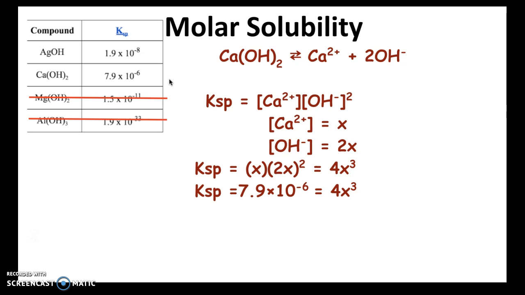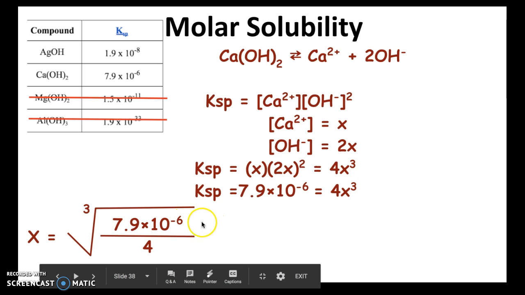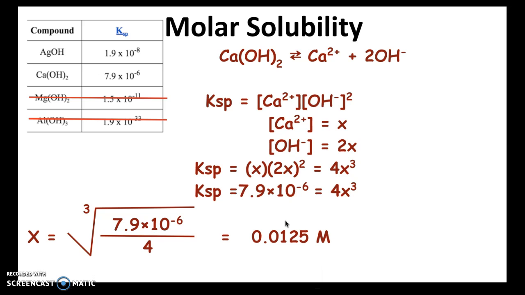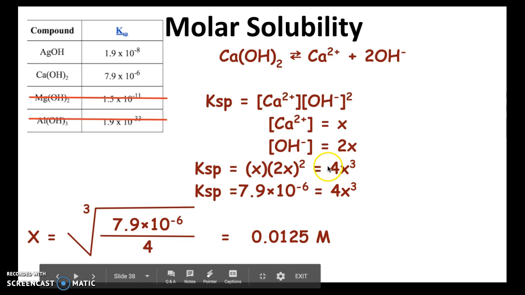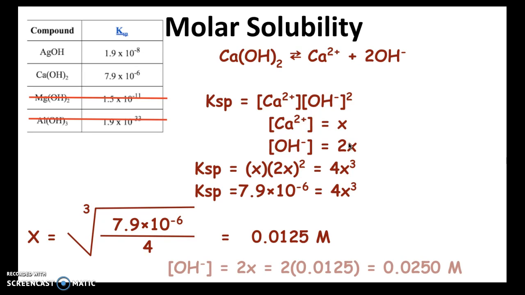Okay, so now that we have that plugged in, to solve for X, we divide both sides by 4 first and then take the cube root. So 7.9 times 10 to the minus 6 divided by 4, and then the cube root of that quotient. Once we do the math, we get that X is equal to 0.0125 molar. However, going back up here, since we're trying to find the concentration of OH minus, the concentration of OH minus is not equal to X, but 2X. So to solve for it, we need to double it. And that gives us 0.025 molar as the concentration of OH minus in the calcium hydroxide.